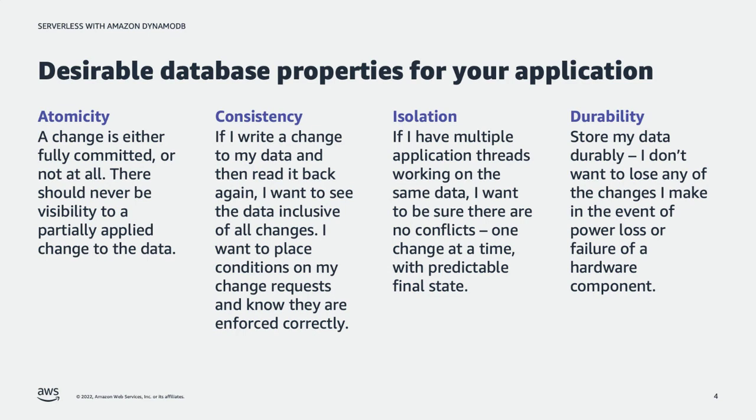The first would be atomicity, which means that when we make a change to a record, say we're changing two different values, two different columns, we want that to be fully committed or not at all. We don't want a partially applied change to our data to be visible to our application. We want consistency. So if we write a change, or specifically read after write consistency, and then we read it back again right away, we want to see the data inclusive of all of the changes that have been made to it.